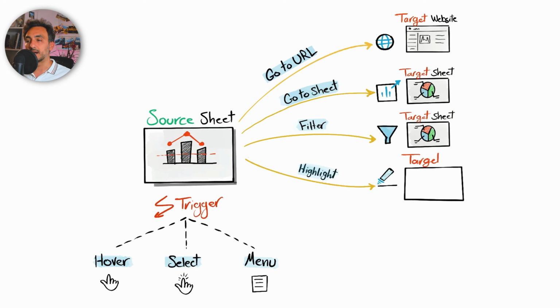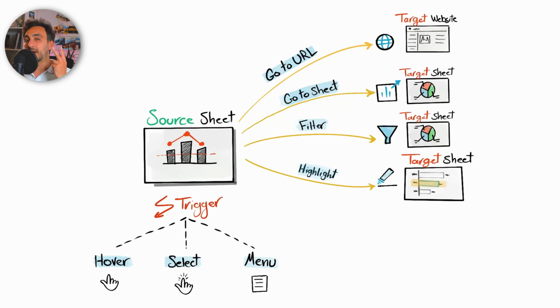So here again we have a target sheet, and this time any action that you are doing on the source sheet is going to impact and be highlighted in the target sheet without filtering the data. So that means go to sheet, filter, and highlights. You always have to specify the source sheet and the target sheet.